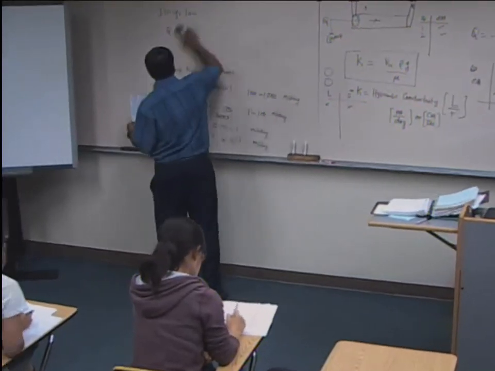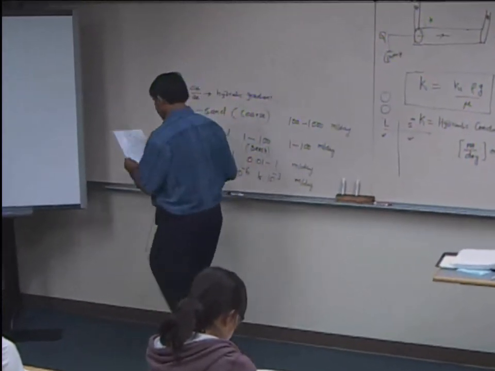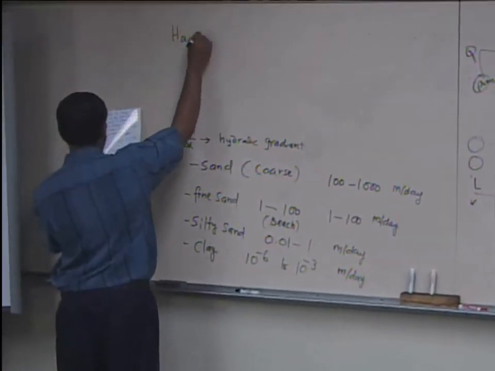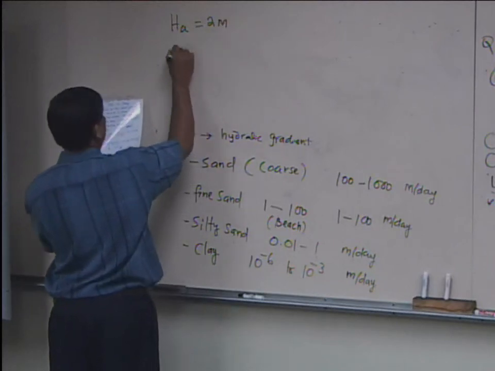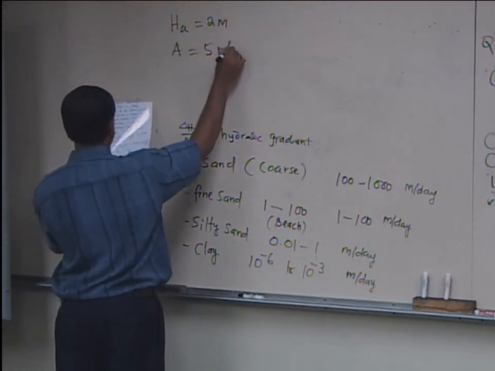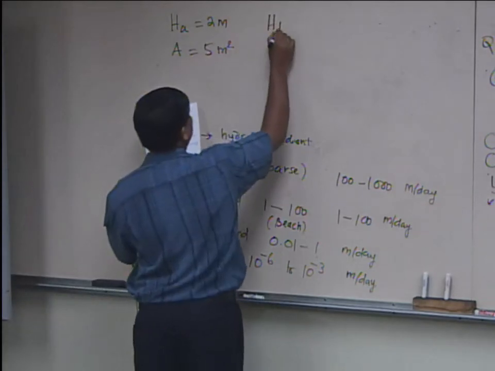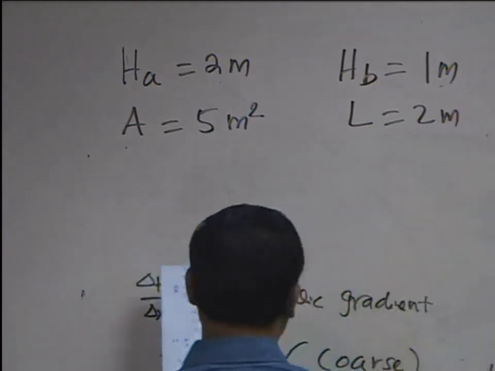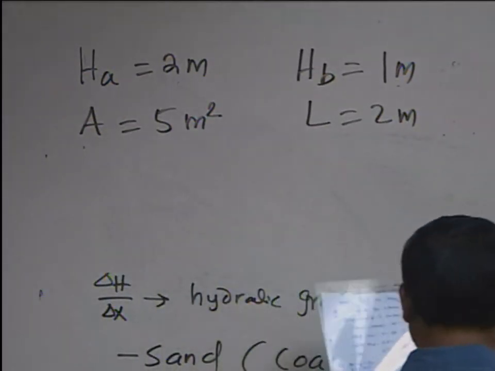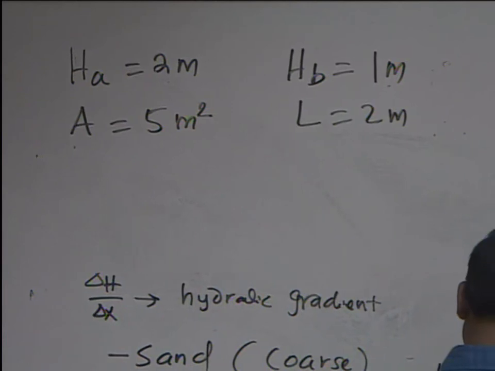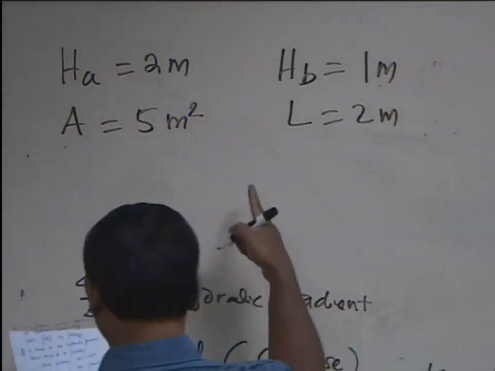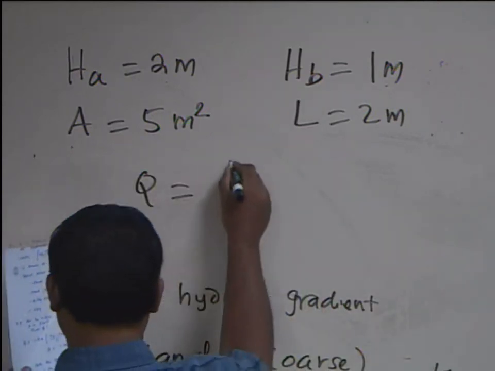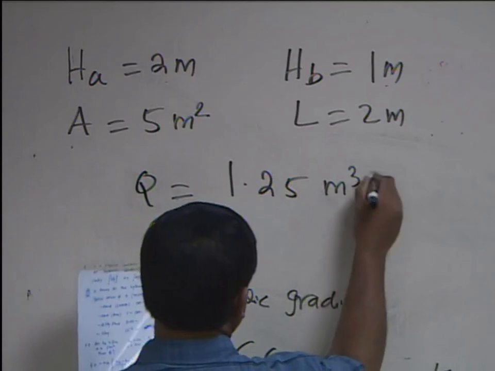Lang asked Megan to actually set up a column, and she did this and found HA equal to 2 meter. Her area of the column was 5 meters squared. HB equal to 1 meter. L is equal to 2 meters. She went to the lab, did all this. And she was pumping flow rate of 1.25 cubic meter per day.